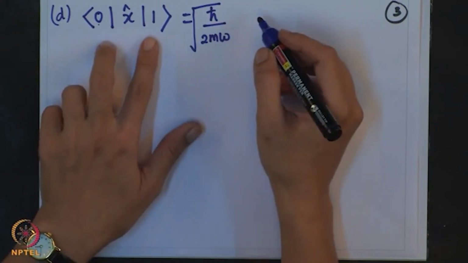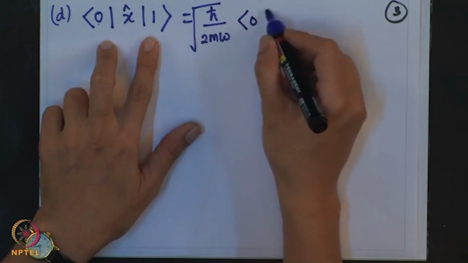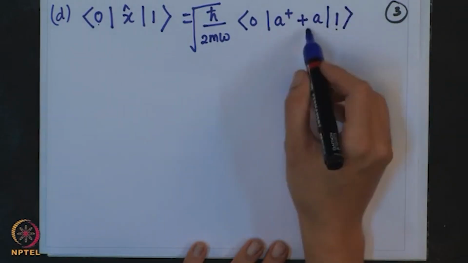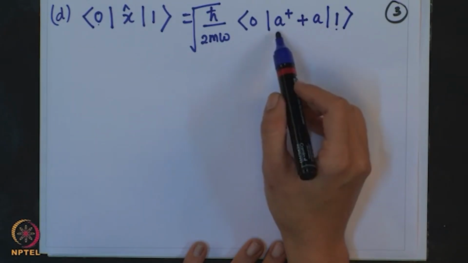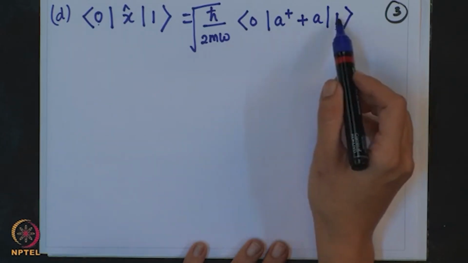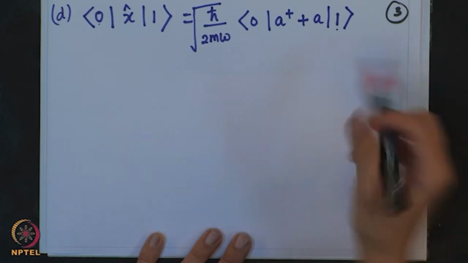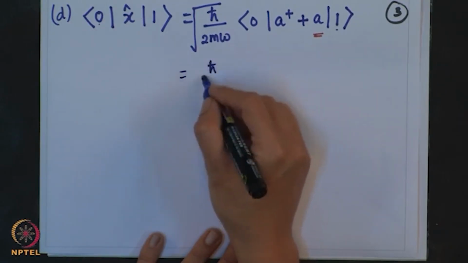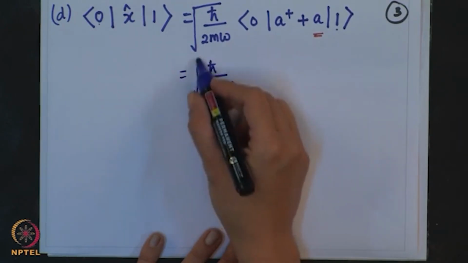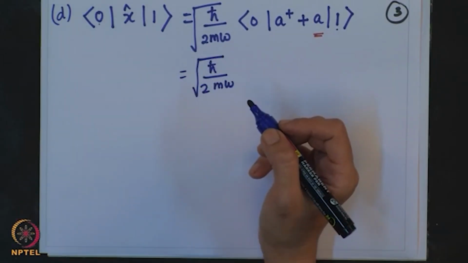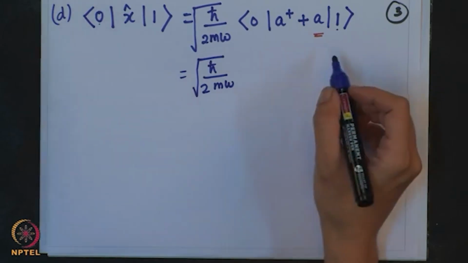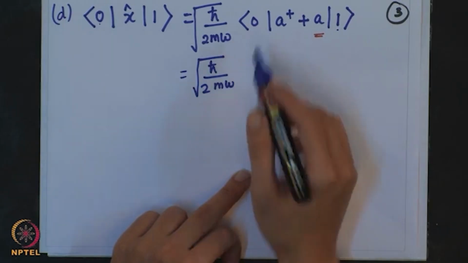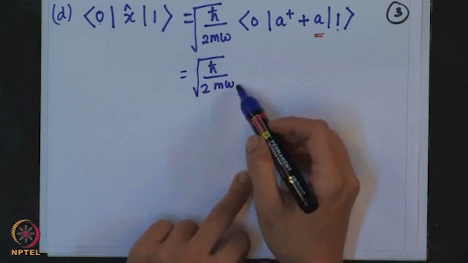Okay. So, now you can guess from here, you have 0 a dagger plus a, and here you have a 1. Since you have a 1, the second term will contribute, and here there is a dagger, so it will go to the next state, that is 2. So, only this term would contribute for this problem. So, you have h cross upon 2 m omega, this will be in the square root, and here this will become 0, so this will be 1. So, delta 0 0 will be 1. So, you are left with h cross square 2 m omega.